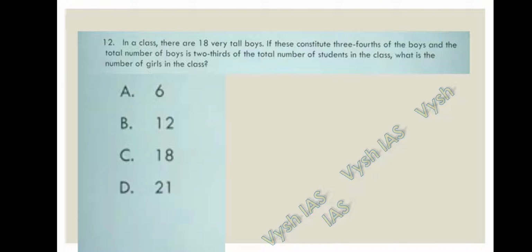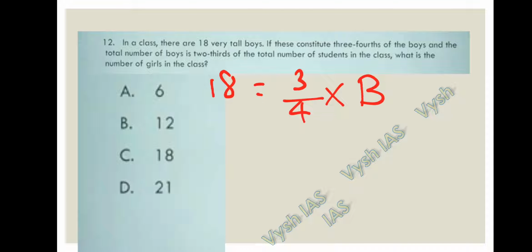Question number 12. In a class there are 18 very tall boys. If these constitute 3/4 of the boys and the total number of boys is 2/3 of the total number of students in the class, what is the number of girls in the class? So they have given there are 18 tall boys. Okay, these 18 tall boys are constituting 3/4 of the total number of boys.